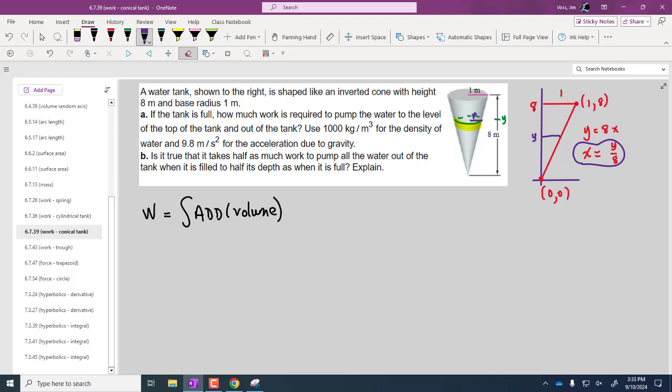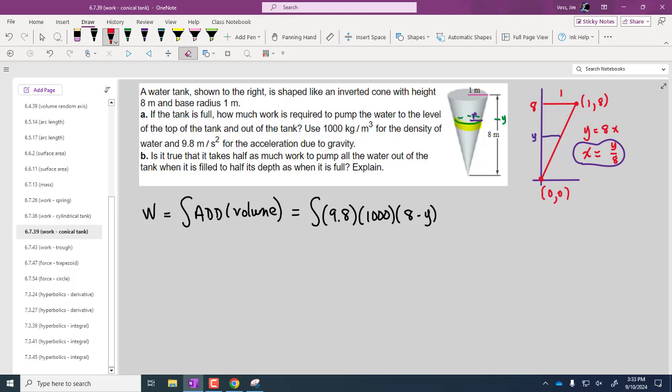All right, so now we're ready to plug everything in. So we have acceleration, density of water, depth, or distance that that slice travels. If we go right out the top of the tank, 8 minus y. And now we need volume. But again, it's not volume of the tank, it's volume of a slice, a representative slice.